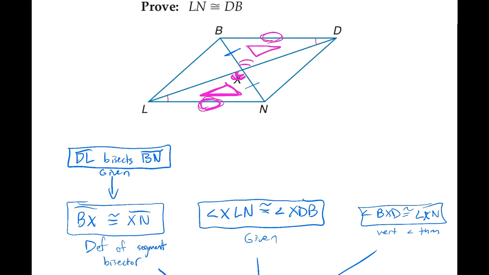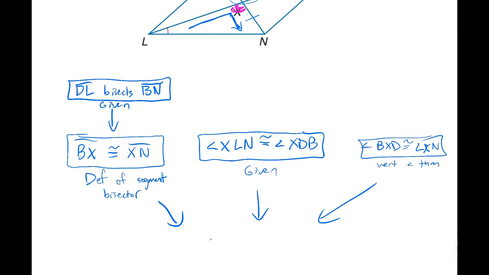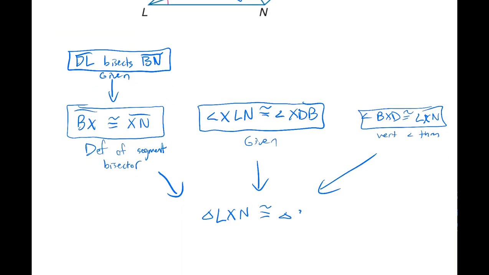Let's just double check. I'll erase some of my scribbles here. So look at this. We got two angles and a non-included side, and the non-included side is with the 2 arc. So just going in that order, 1 to 2 to dash, 1 to 2 to dash. That's triangle LXN is congruent to triangle DXB. And that's by AAS. Man, we are using a lot of AAS.